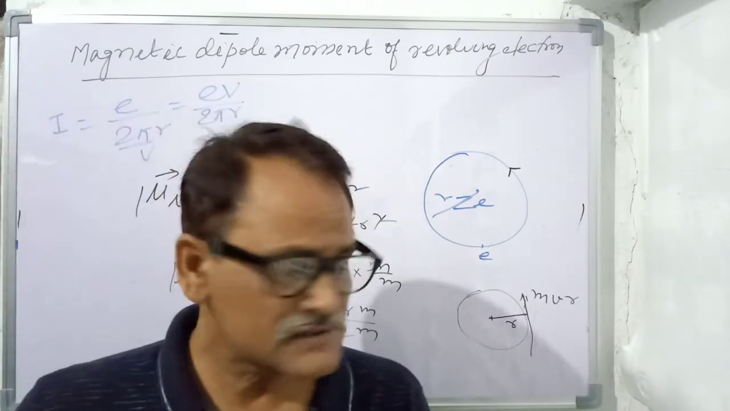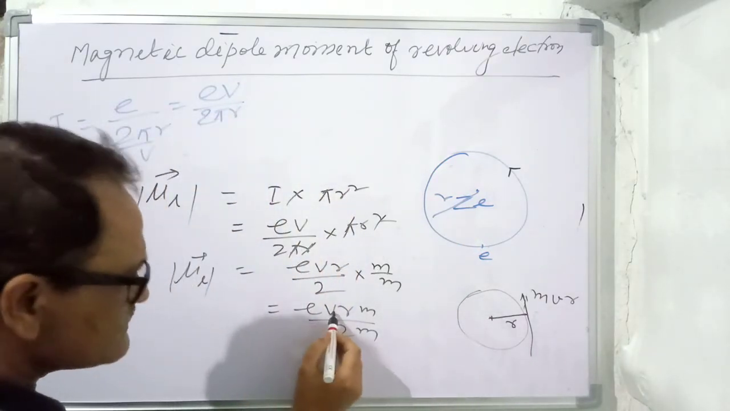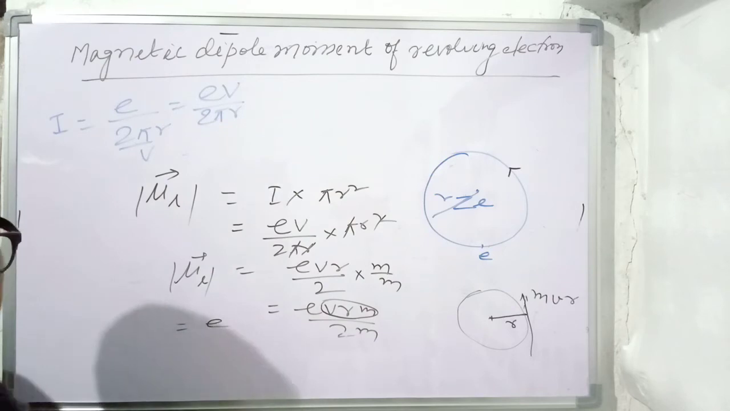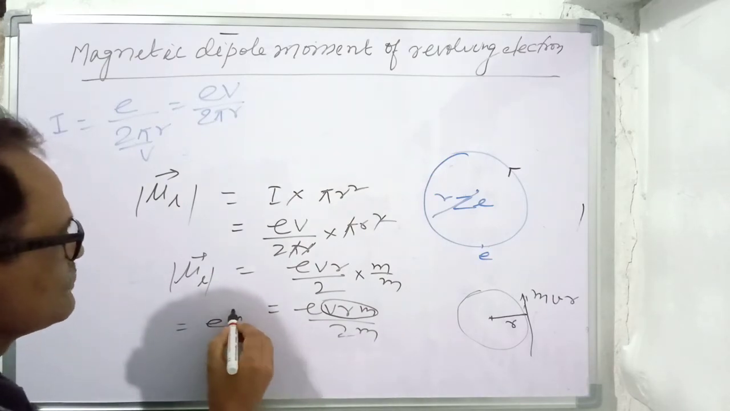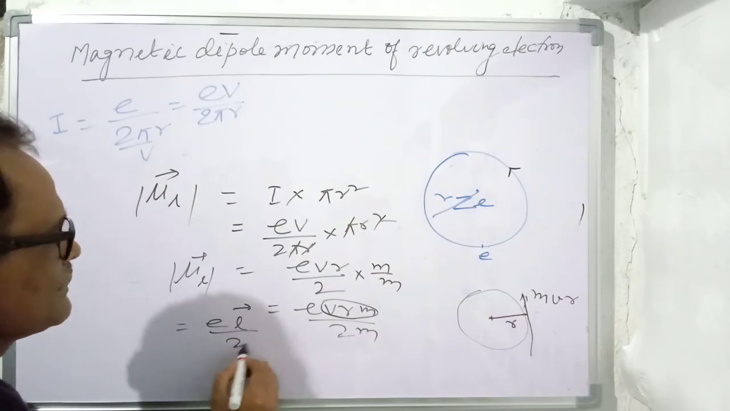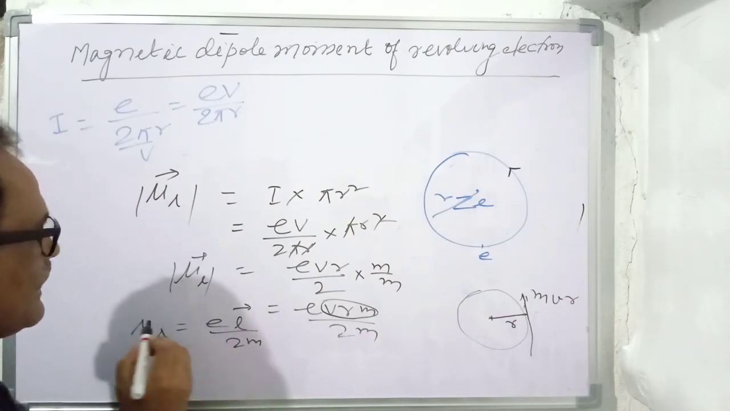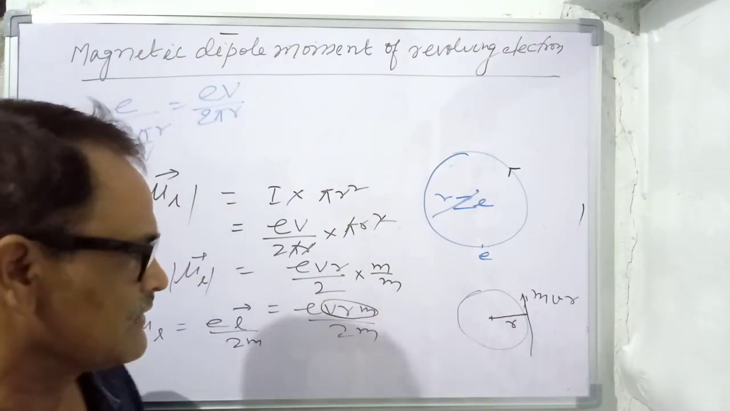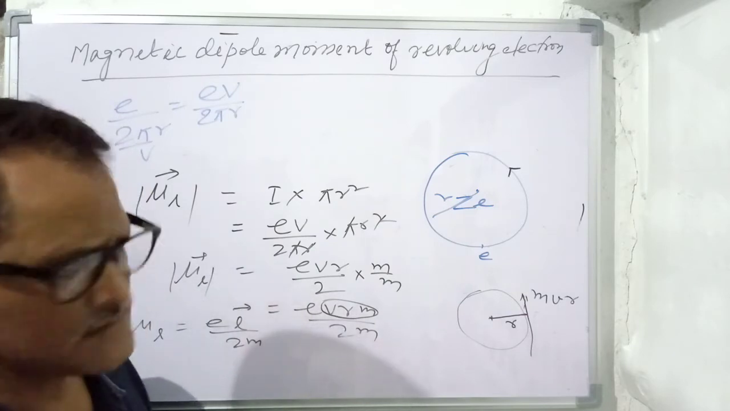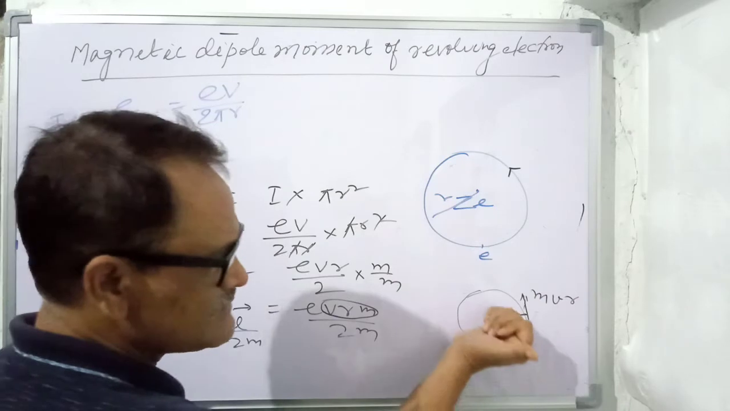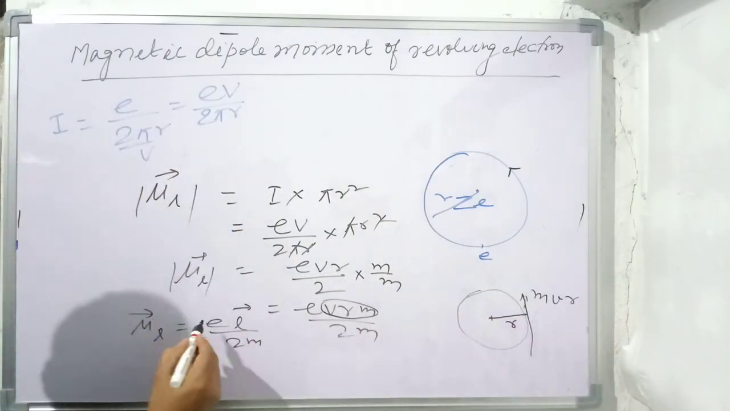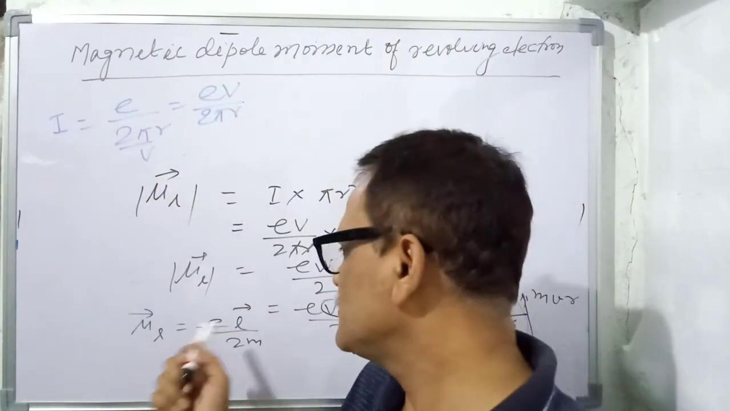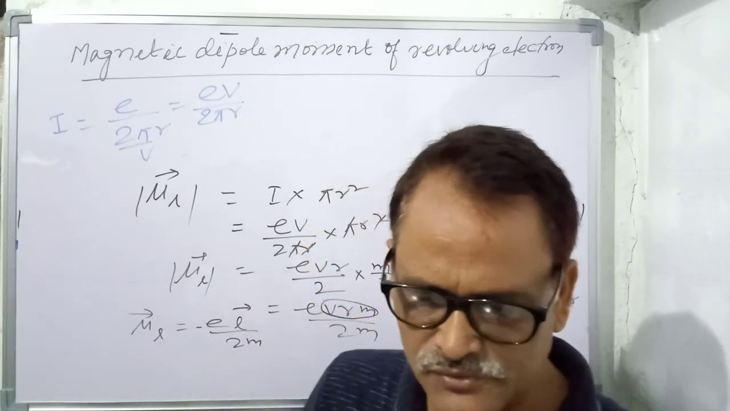This mvr is the angular momentum, and the angular momentum is represented by L. In vector form, the magnetic moment mu L is equal to minus e by 2m times L. The direction of mu L is opposite to the direction of mvr, so I am putting a minus sign, which represents that the direction of the angular momentum is opposite to the direction of the magnetic dipole moment.